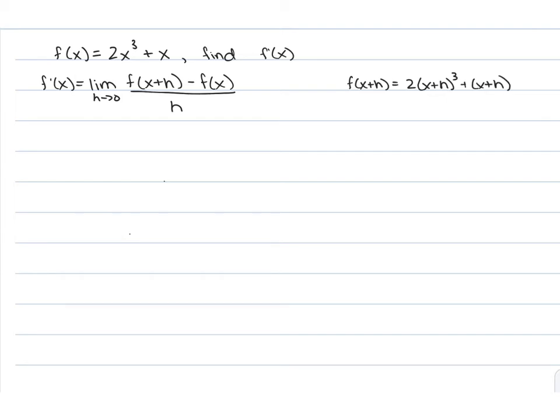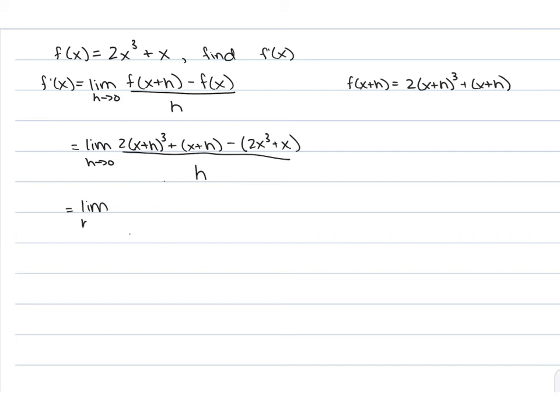I know I'm going to have to cube out the x plus h cubed, so make sure you're foiling that. Let me get this started over here. So I have the limit as h goes to 0 of 2 times (x plus h) cubed plus x plus h. So all of that is f of x plus h. Now I need to subtract f of x, and I'm going to subtract the whole thing. Don't forget to put parentheses around it, all over h.